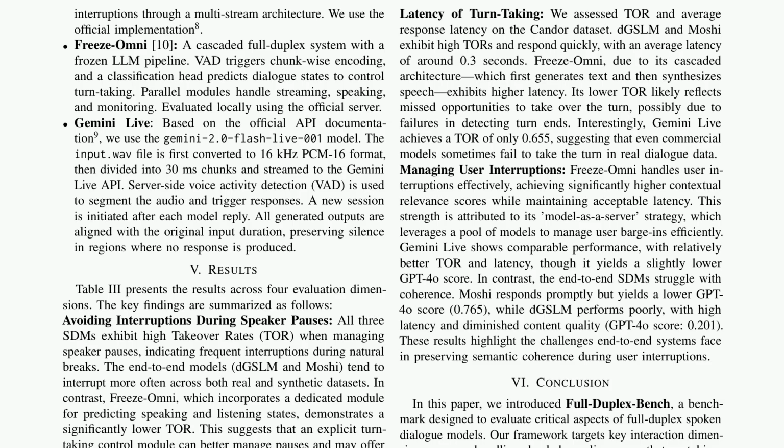Managing user interruptions. Freeze-Omni handles user interruptions effectively, achieving significantly higher contextual response scores while maintaining acceptable latency. This strength is attributed to its model-as-a-server strategy, which leverages a pool of models to manage user interruptions efficiently. Gemini Live shows comparable performance, with relatively better takeover rate and latency, though it yields a slightly lower score. In contrast, the end-to-end SDMs struggle with unfinished content quality, as scored by GPT-4. These results highlight the challenges end-to-end systems face in preserving semantic coherence during user interruptions.